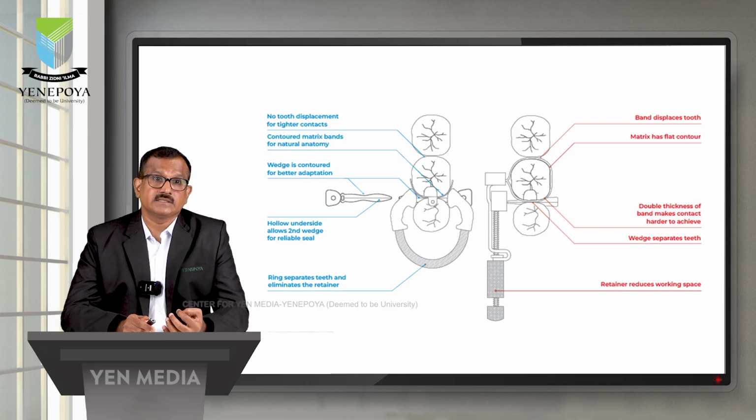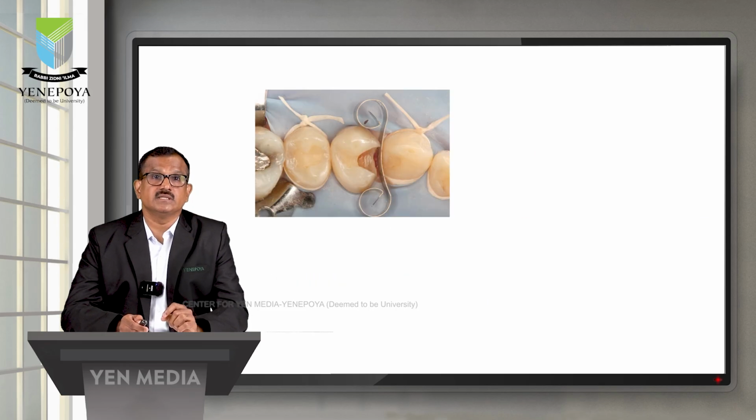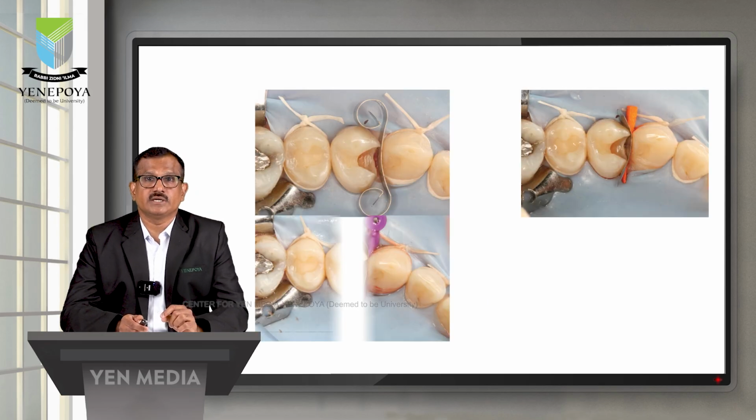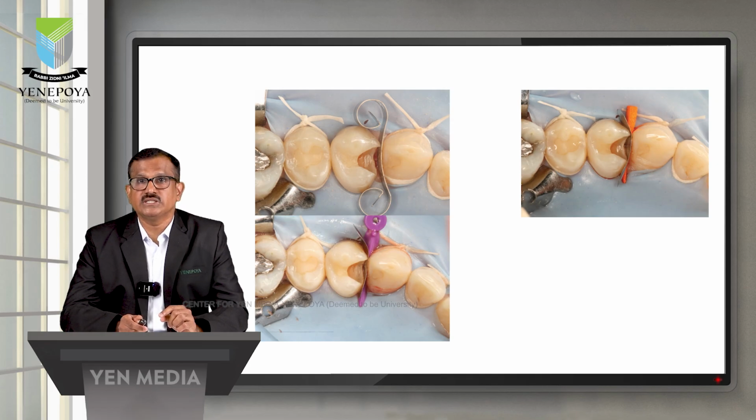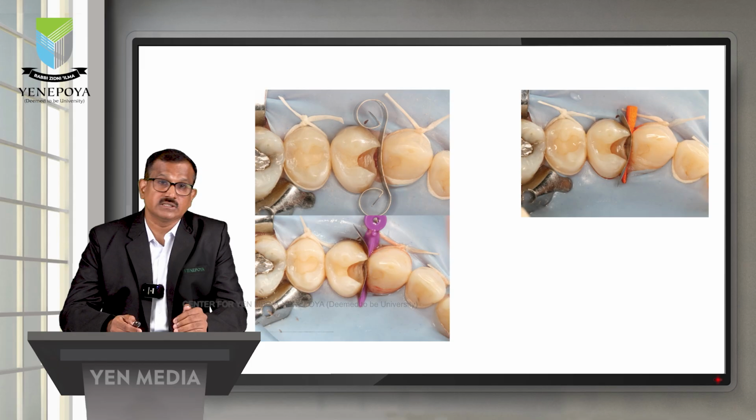And ring separators are a must. Please remember to use ring separators while using the sectional matrix. That is very important. See this isolated tooth, the sectional matrix band is placed, but that was not giving the correct separation. So when you keep the wedge, it is not giving the separation. You can see the marginal adaptation at the gingival seat area is not proper.